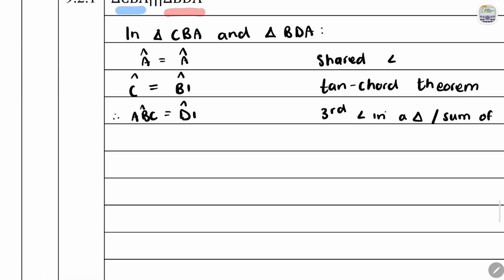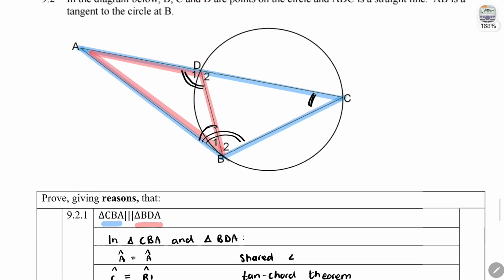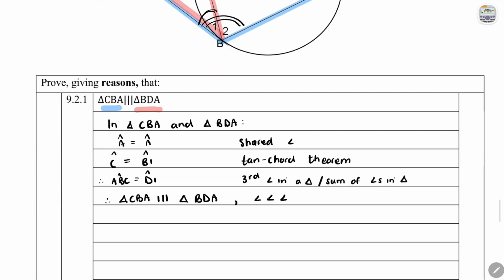Okay, so now that we have that, we can finally conclude that therefore this means that triangle CBA is indeed similar to triangle BDA because we have 3 sets of equal angles in each triangle. And that is our answer. Moving on to the next question.